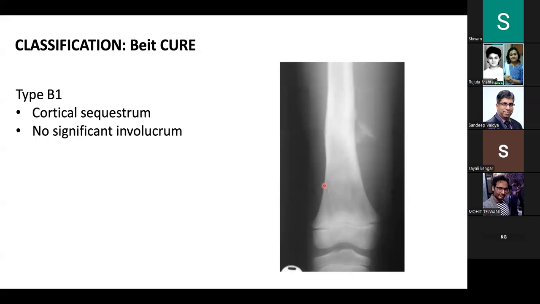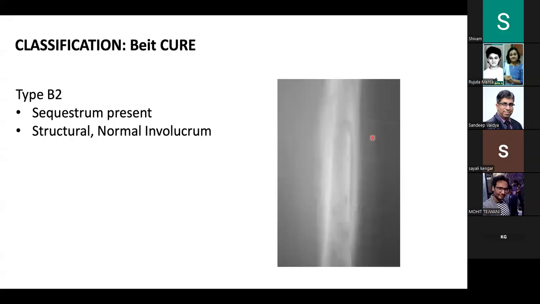Type B are chronic osteomyelitis with sequestrum, and these are again subclassified into B1, B2, B3, B4. B1 is a cortical sequestrum, no significant involucrum, but it does not cause any structural instability. So this is an example, B1. This is a cortical sequestrum. In fact, it is extracortical. B2 is where the sequestrum is present within the involucrum, and this involucrum is normal. It is a structurally normal involucrum. So that is type B2.